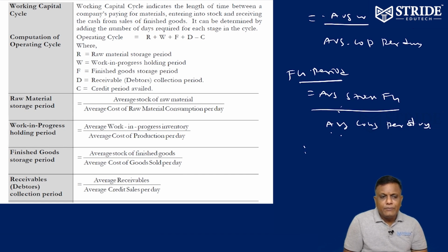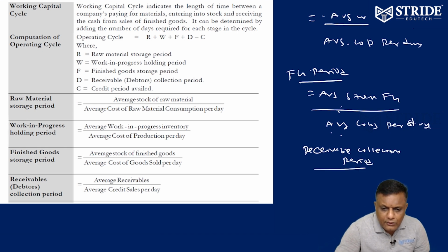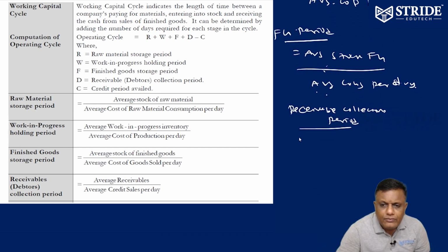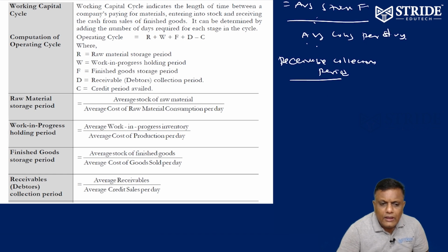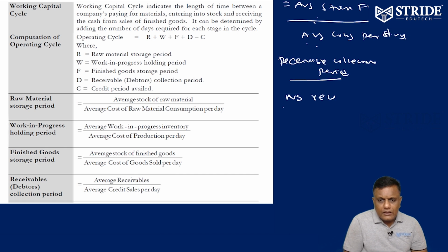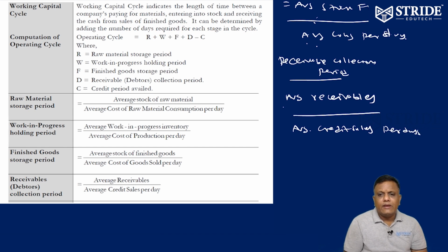Next, receivable collection period. Receivable collection period is equivalent to average receivables by average credit sales per day. So average receivables by average credit sales per day is equal to the receivable period.